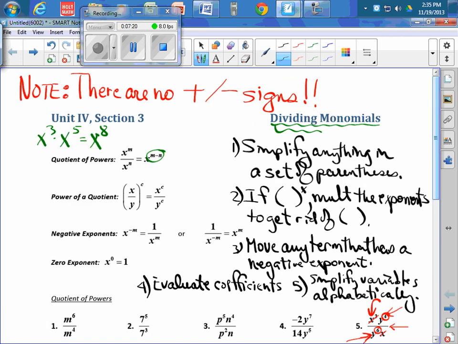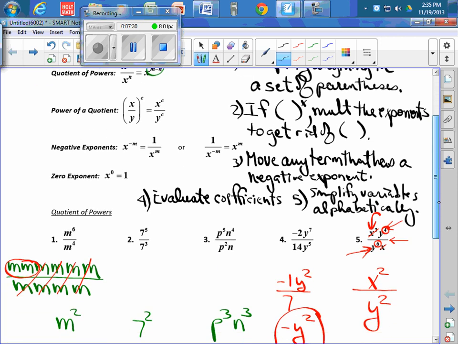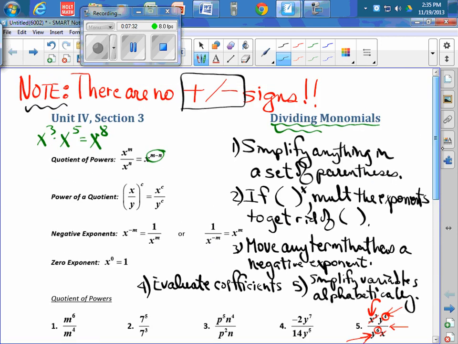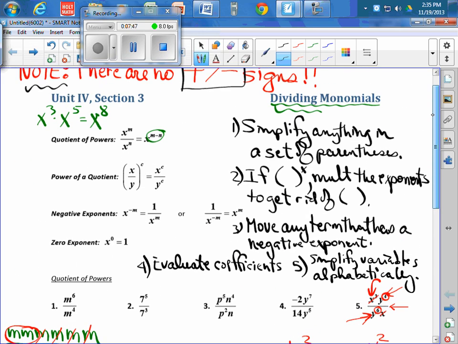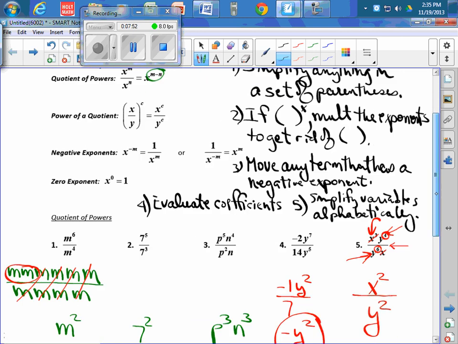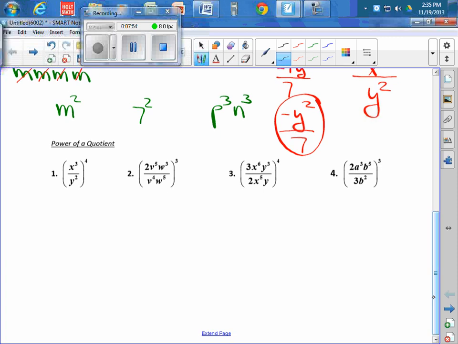Now keep in mind, note there are no plus or minus signs. These are all single terms, and what we're going to do is simplify them using these 5 steps. So let's look at number 1 down here at the bottom. I have x to the third over y squared inside these parentheses. Can that in itself be simplified? We're simplifying anything that's in a set of parentheses. Can x to the third over y squared be simplified?